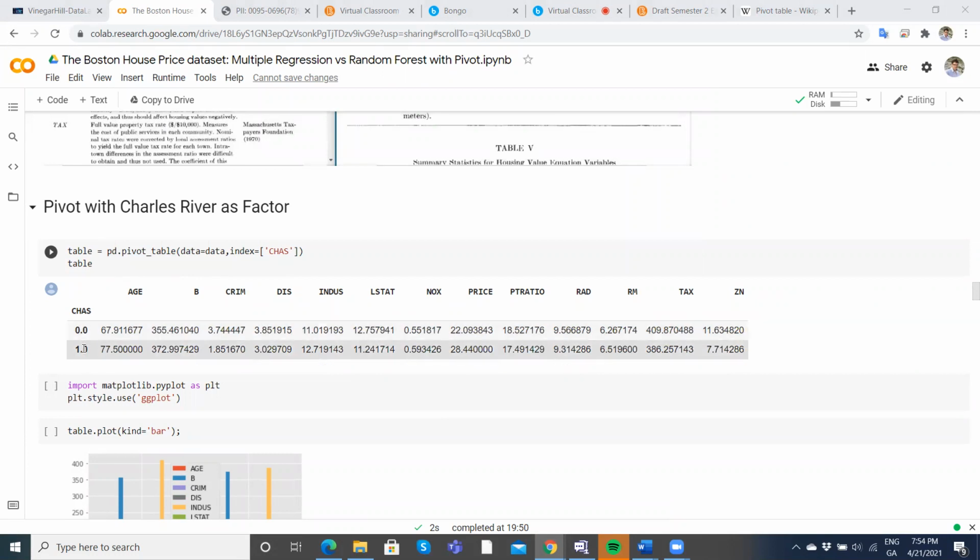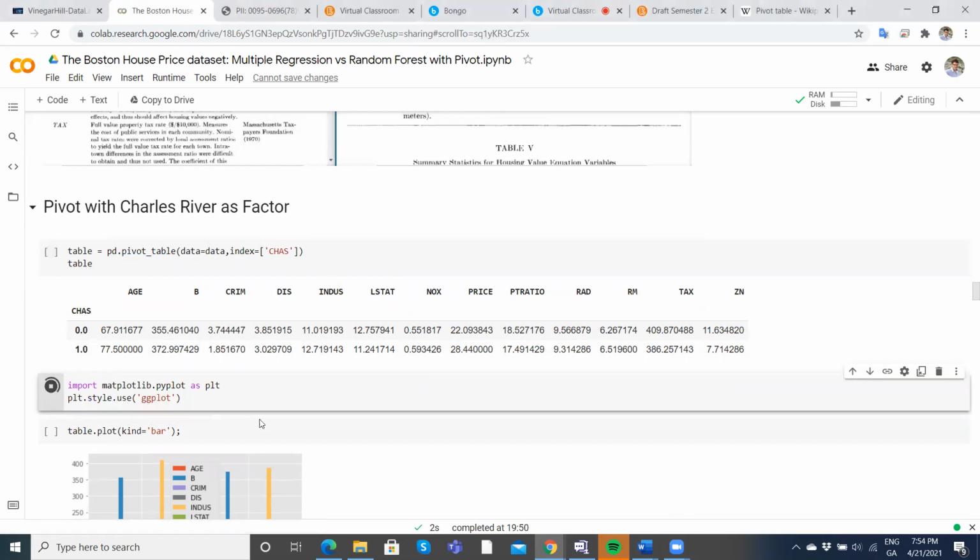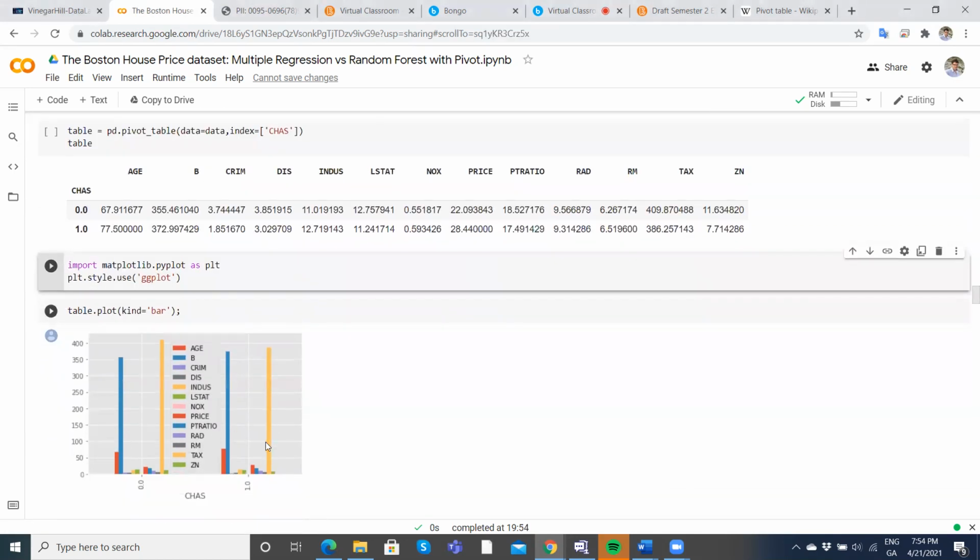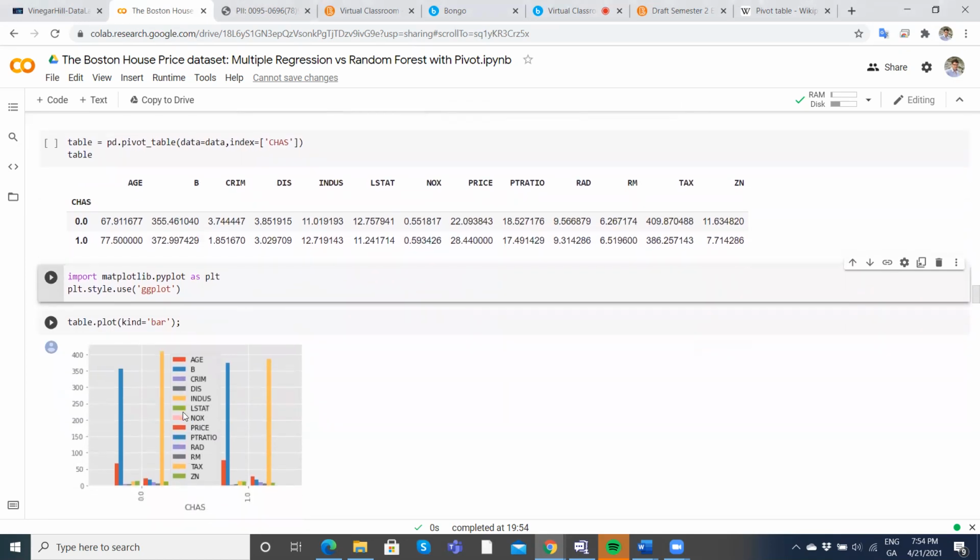If it's 1, you're on the Charles River. And notice that if you live closer to the Charles River, the price here is higher. Now, what is this price? Even though it's not explicit, it's the average price. And using matplotlib, we can pull out a graph there. Maybe the graph is not that revealing, but if we look at the price for the moment, which is the red, the price is higher when you're on the Charles River.